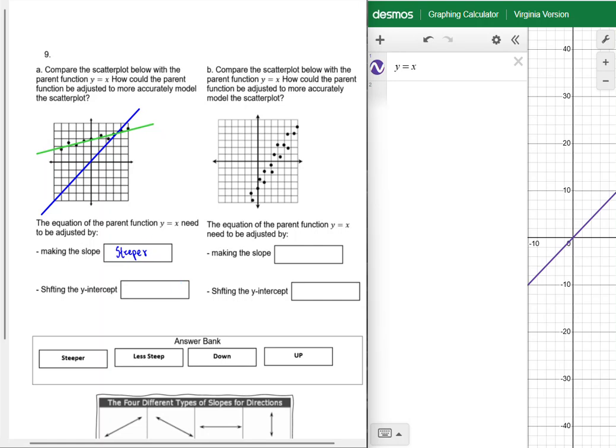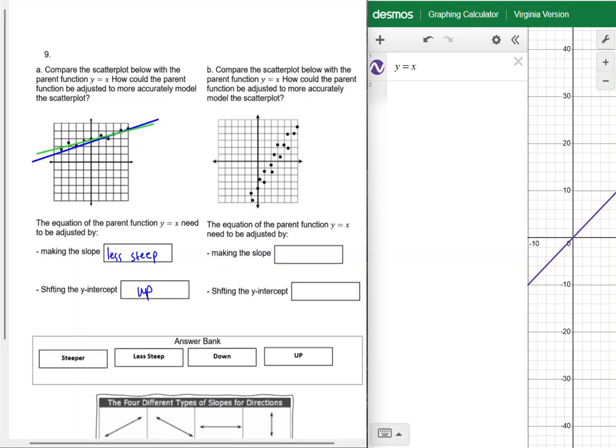Sorry, not steeper, less steep, because steeper means it has to go up higher. And the y-intercept, right here, this line has to be less steep, meaning it has to go down more, and then it has to move up more, right? So the y-intercept has to move up. Okay. Same thing here.